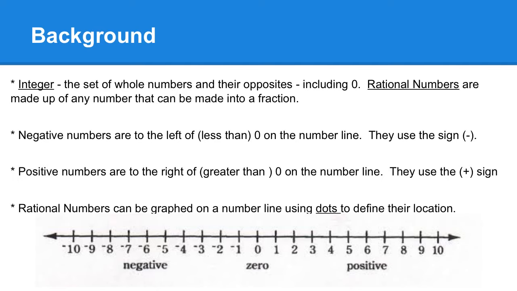An integer is the set of whole numbers and their opposites, including 0. What you see right here is an integer number line. We have 0 in the center. We have all our positive numbers to the right of 0 and all of our negative numbers to the left of 0.